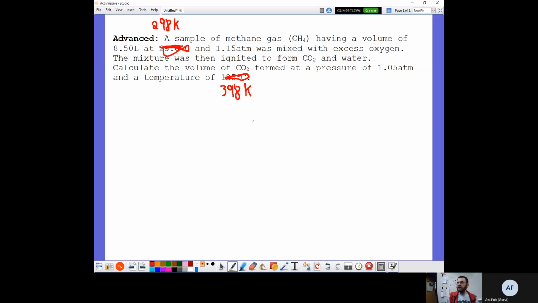Yes, okay. So what we now have is this methane that has that many liters, that many kelvins, and that many atmospheres, but it's becoming CO2. So we are going to need an equation for this, and that is our methane, which is CH4. It's combusted with excess oxygen, and this makes CO2 and H2O.